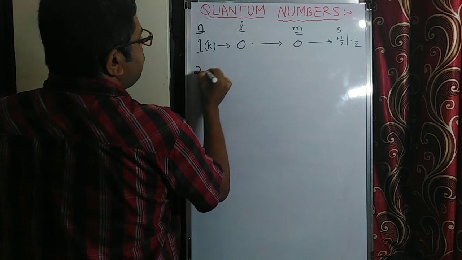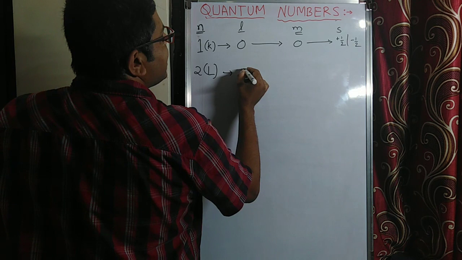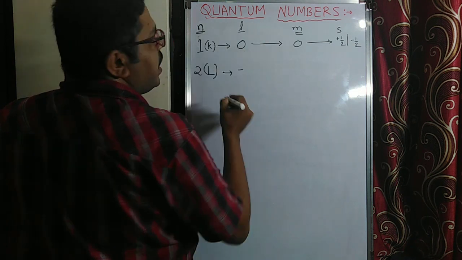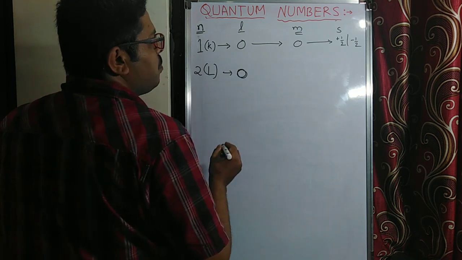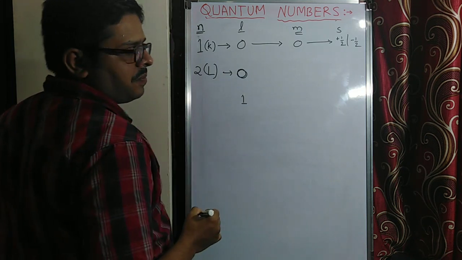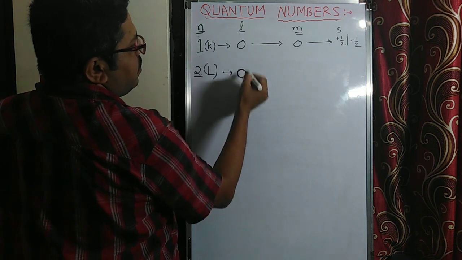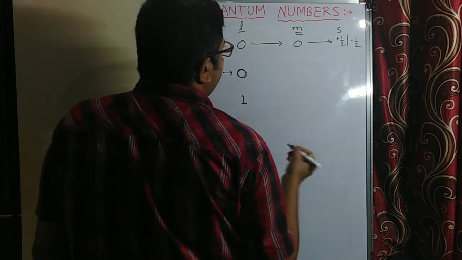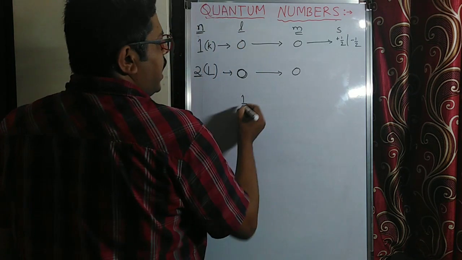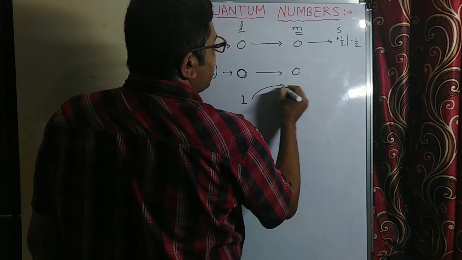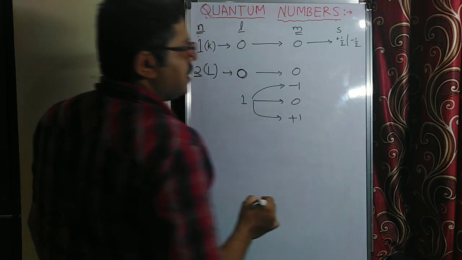So n is equal to 2, the L shell. Remember, the L value goes from 0 to n minus 1, so 0 is possible and 1 is possible. For n equal to 2, the L values possible are 0 and 1. When L is 0, m is also 0. And when L is equal to 1, remember, m is minus 1, 0, plus 1.